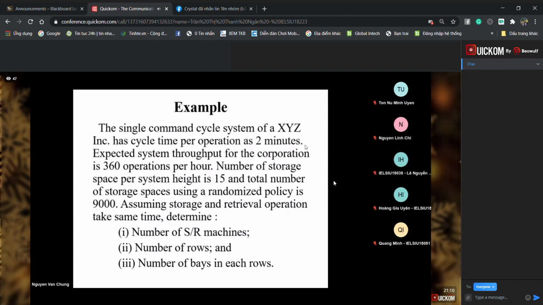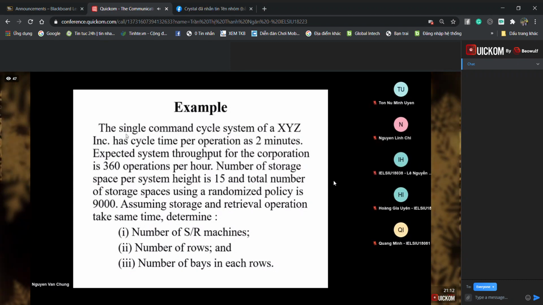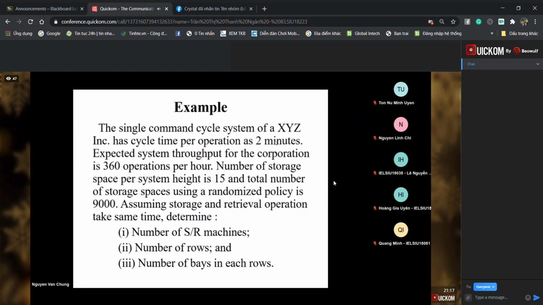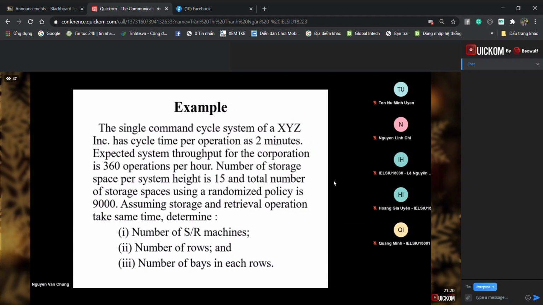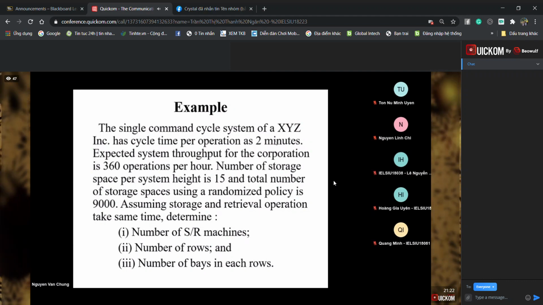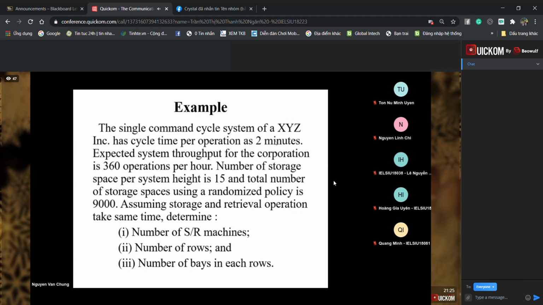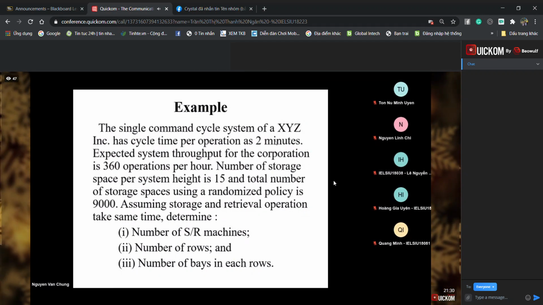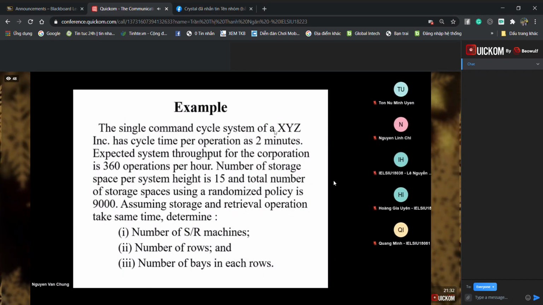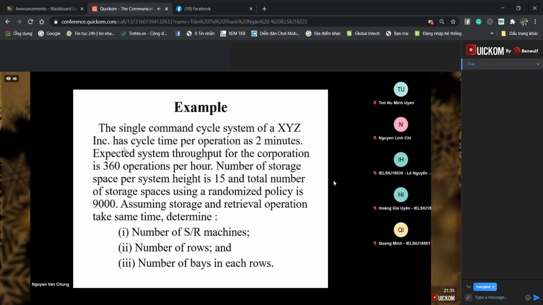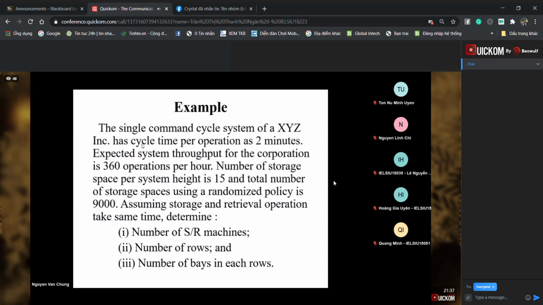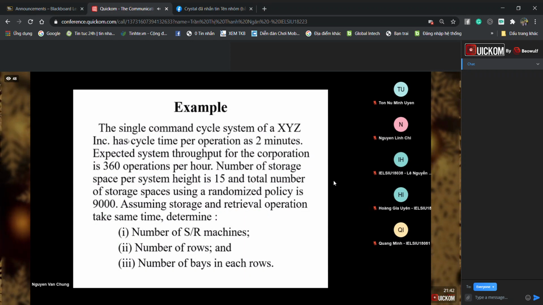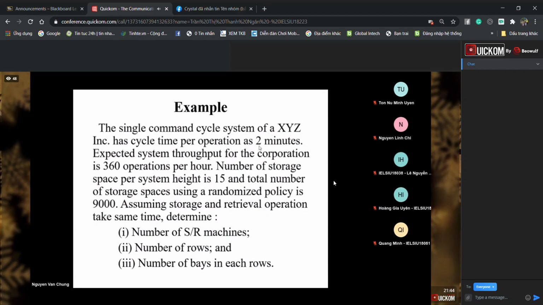Now this is the single command cycle system. Like I told you, it goes to only one function, either store or retrieval, only one. The single command cycle system has a cycle time per operation of 2 minutes.